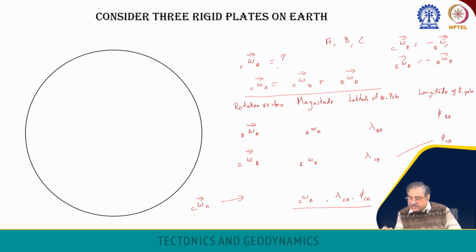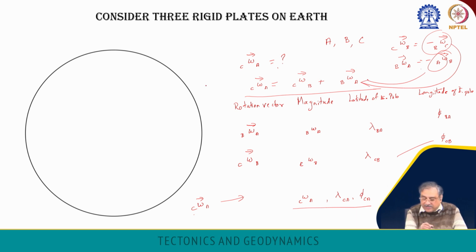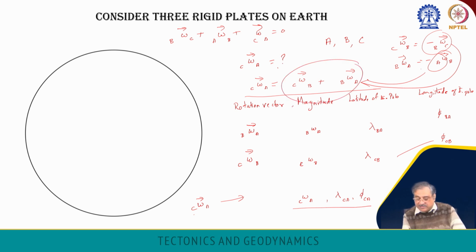Now if we substitute these values into this equation, we can rewrite it and say that omega C with respect to B plus omega B with respect to A plus omega A with respect to C must be equal to 0. So basically what we are doing is taking all of this to this side of the equation and then substituting with these values. Once you do this, you get this.